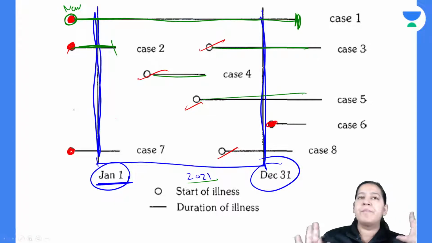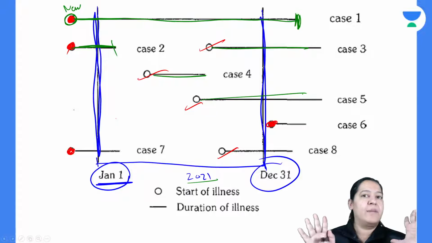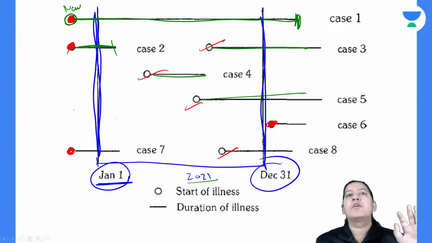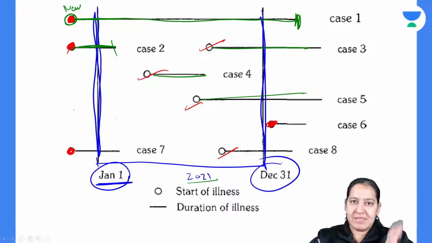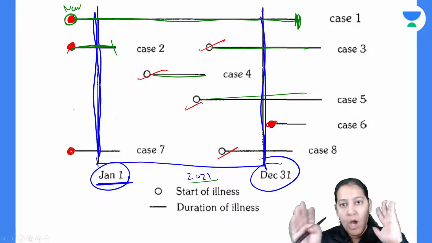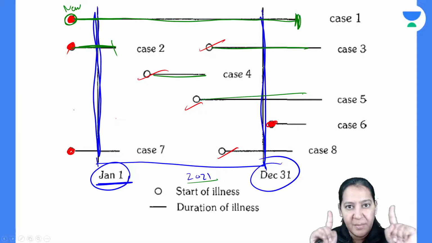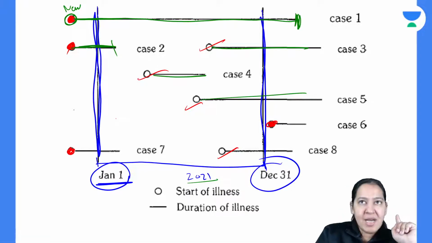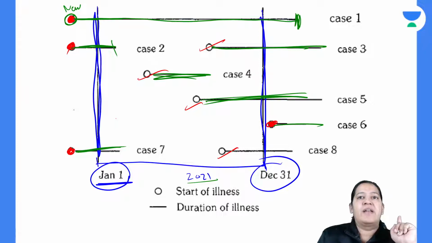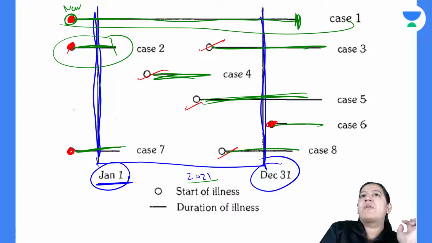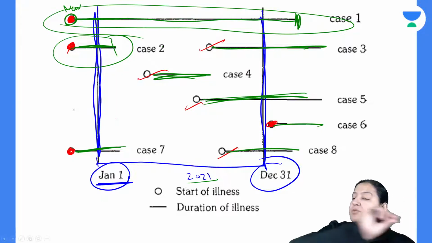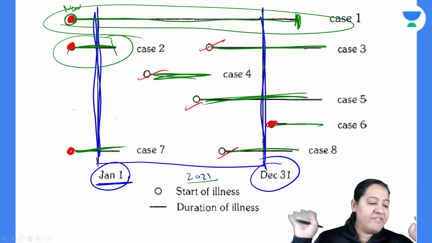You got this diagram? If you got this, give me a thumbs up. So what are the two blue lines? These are the two time frames starting from 1st January till 31st December. What are the red circles? Red circle means new case. And what is the line of the red circle? This green line I'm drawing is the duration of illness. So this case is treated in a few months, but this case is not treated. Maybe he's not taking the treatment. That is why he's diseased throughout the year. Everyone give me a thumbs up.